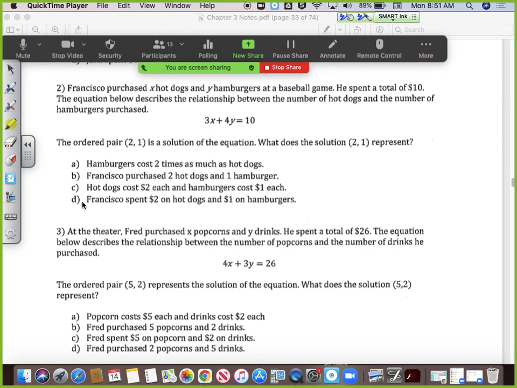What do you guys think? Anyone here? Anyone at home? A, B, C, or D?